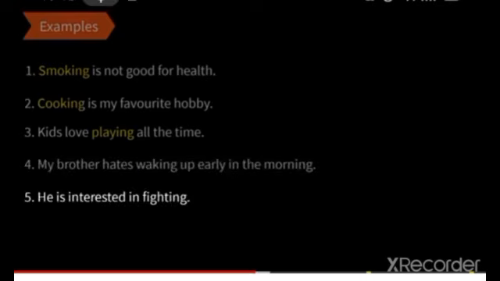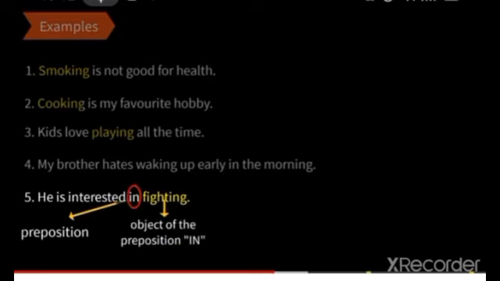Next one, he is interested in fighting. Another example, first of all, underline fighting, ing form of verb. Let's identify its function. Here, he is the subject. Then fighting is object? Of course not. It's not an object of the sentence. Whereas here, fighting is the object of preposition. Which is preposition here? In is the preposition, object of the preposition in. So here fighting is working as the object of preposition, which is its third function.